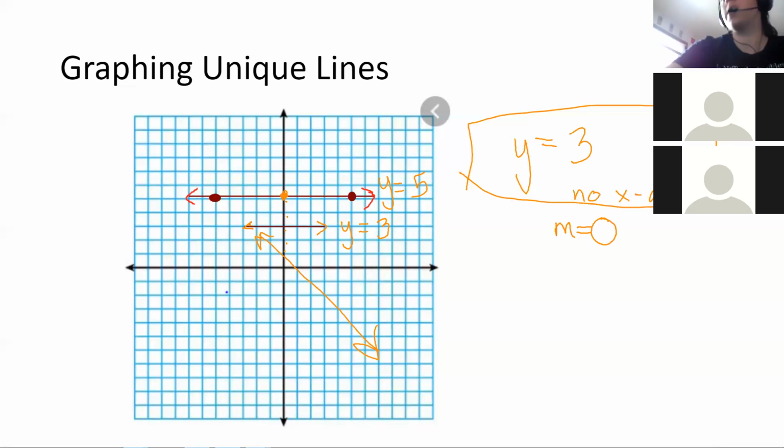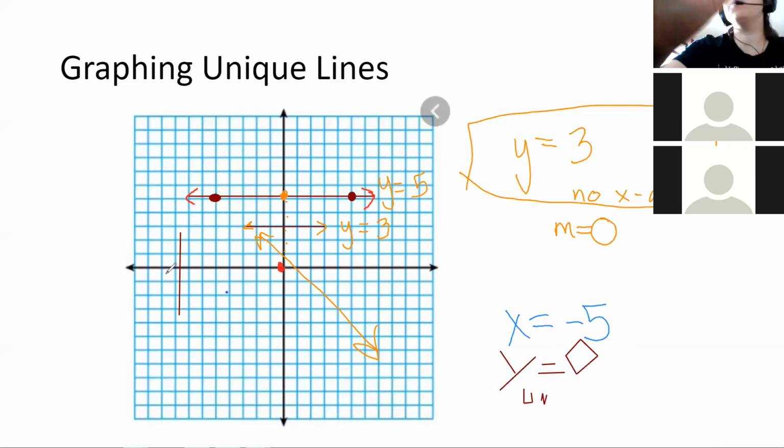Now the other one would be an x equals type of equation. If I had x equals -5, there's no mention of y. What if you had y equals 0? That's a very specific type of line. If we had y equals 0, where does y equal 0, guys? At the origin. Yeah, it totally would. That would just be the x-axis. This line is when y equals 0.